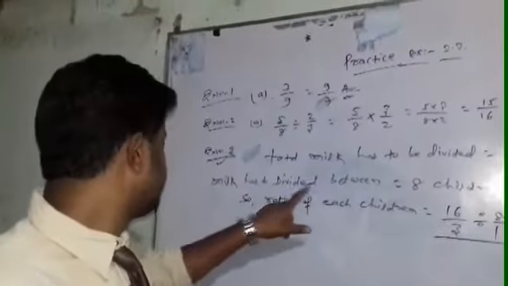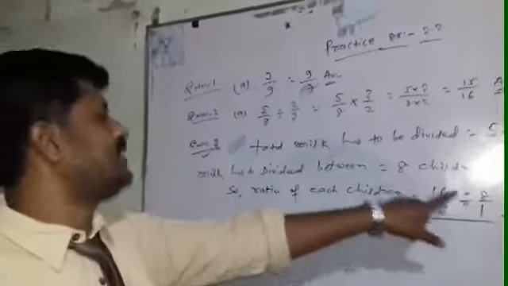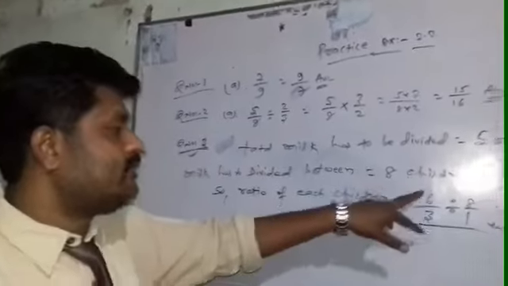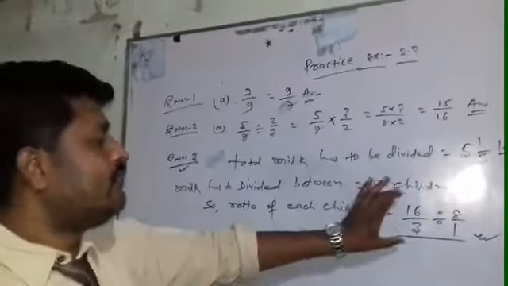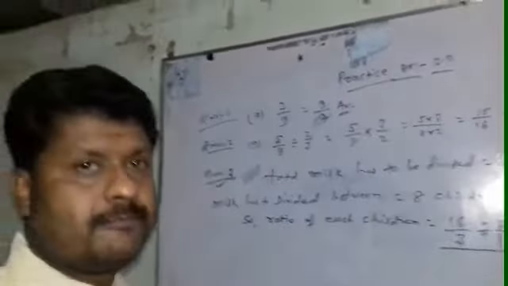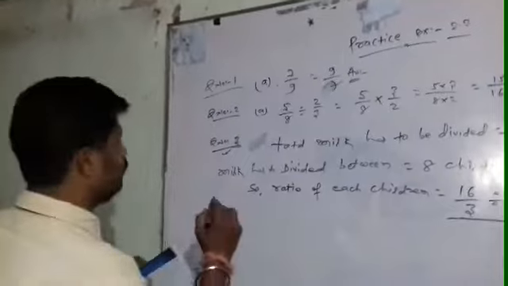The milk has to be divided between 8 children. So the share of each child will be 16 by 3 divided by 8 by 1, and when you solve this, then you will get your answer. Okay. Now question number 4.